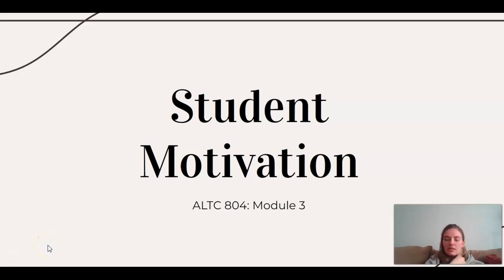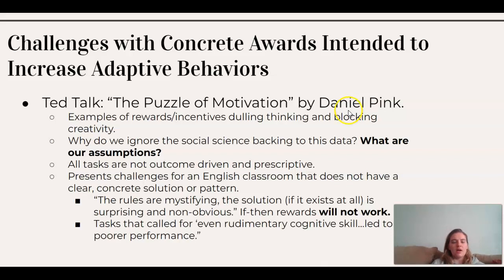All right, this is my presentation for student motivation for Module 3. The first little piece, I want to talk about some of the main ideas that stuck out to me from the TED Talk by Daniel Pink called The Puzzle of Motivation.